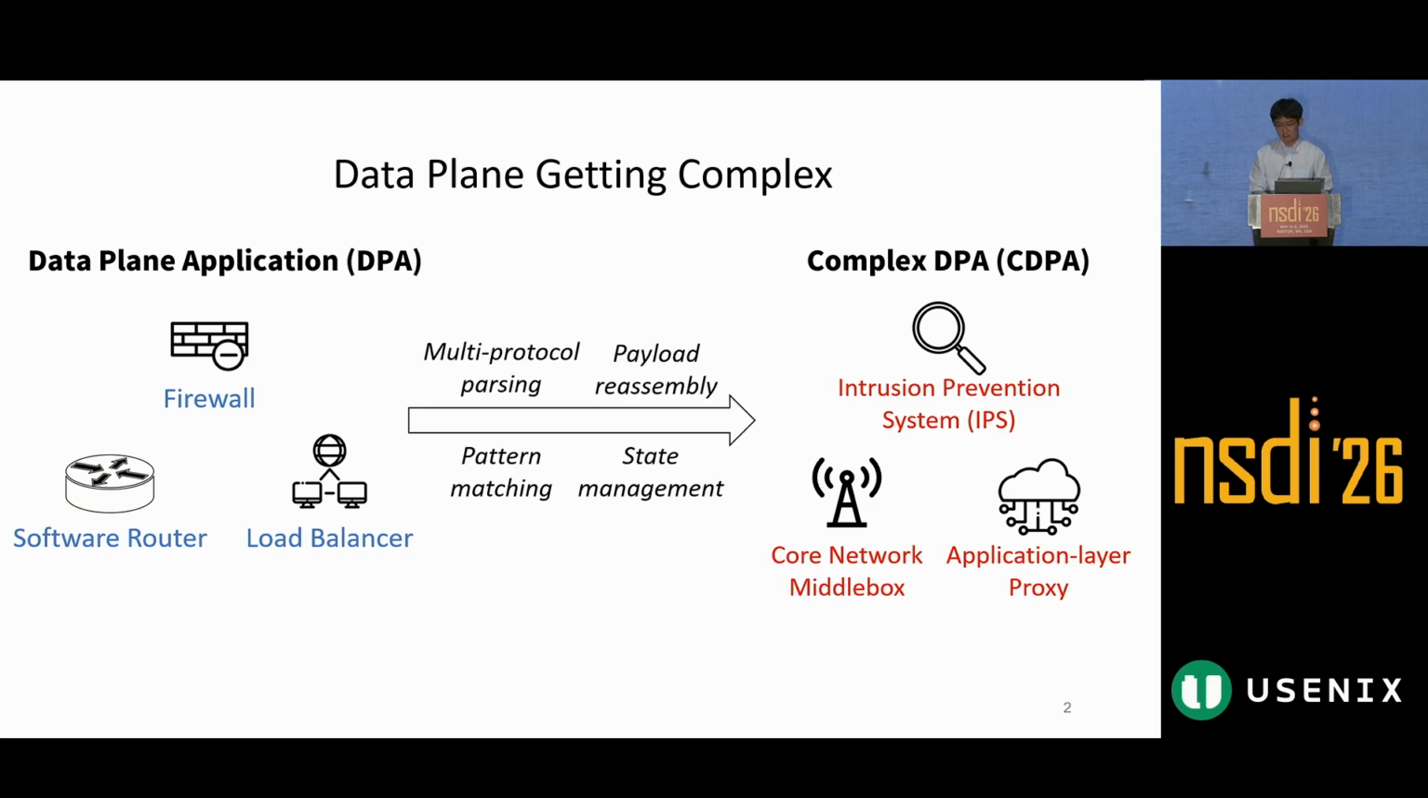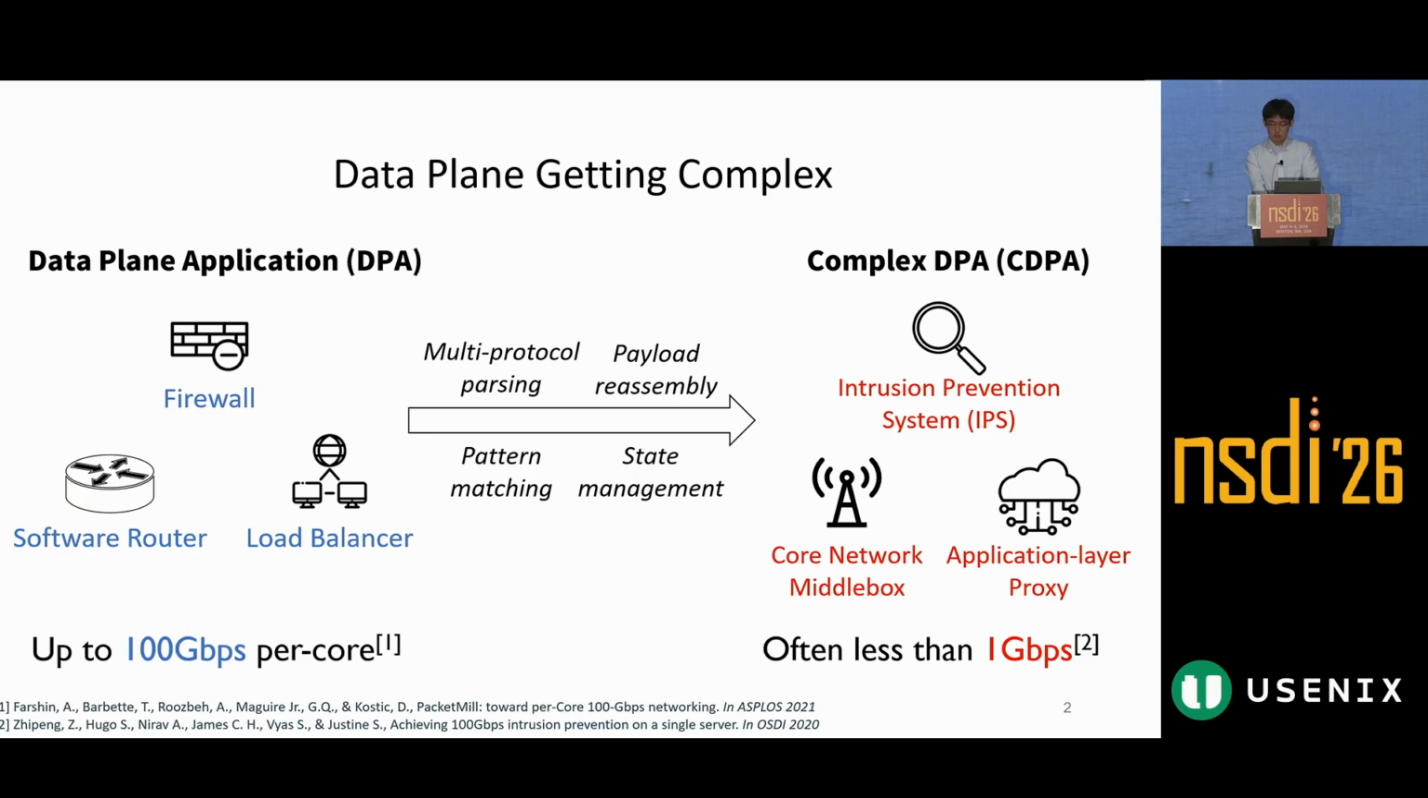So such transition is made because CDPAs require significantly more features. For example, they may have to parse a variety of network protocols, reassemble payload for further actions, match payload against various patterns, and track all the states during all those procedures. And as a result, CDPAs are usually limited in throughput and require a lot of resources to scale, in contrast with their simple ones, which can scale up to 100 Gbps per core, and as in our previous presentation, even terabytes per second if you use certain hardware.